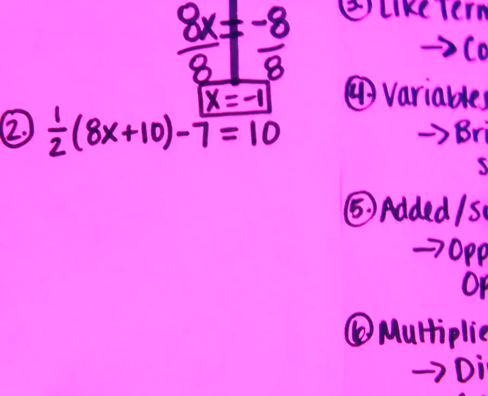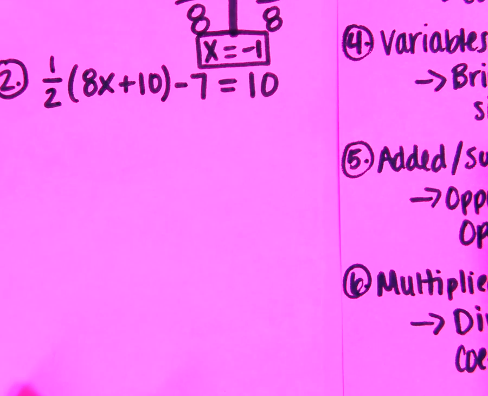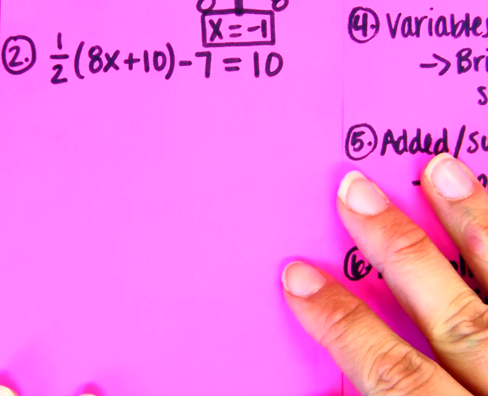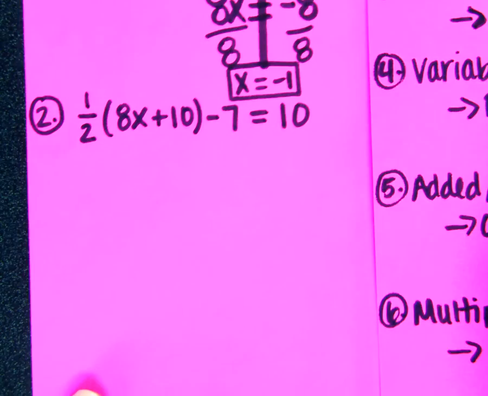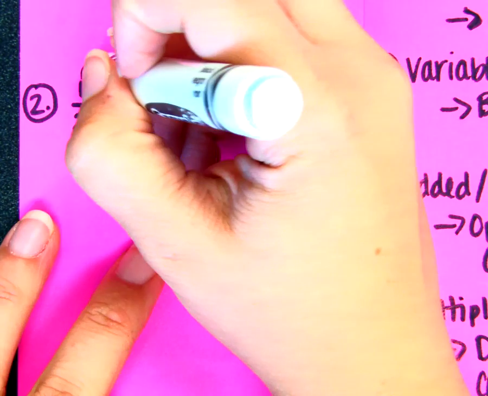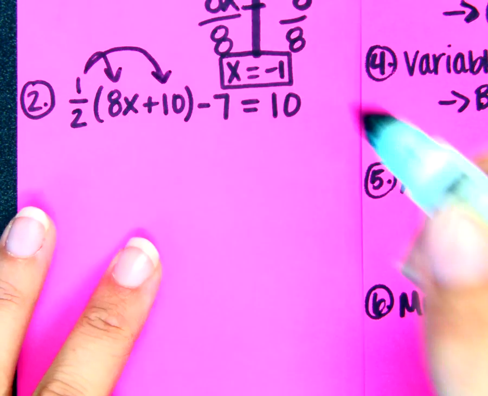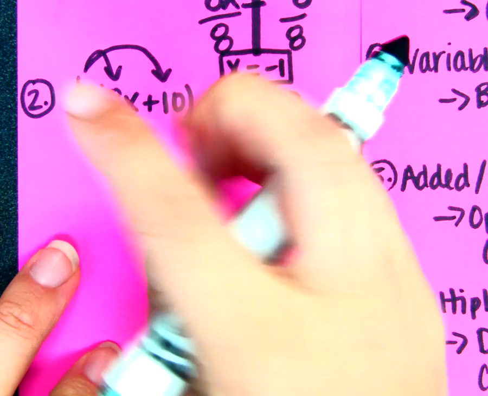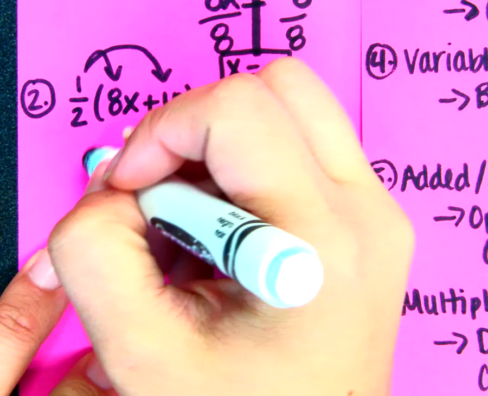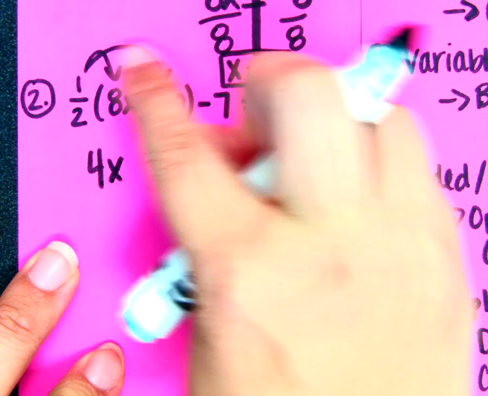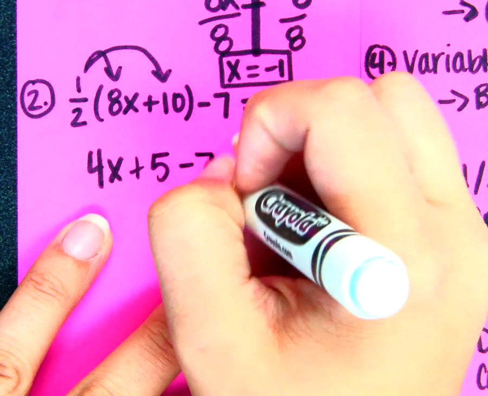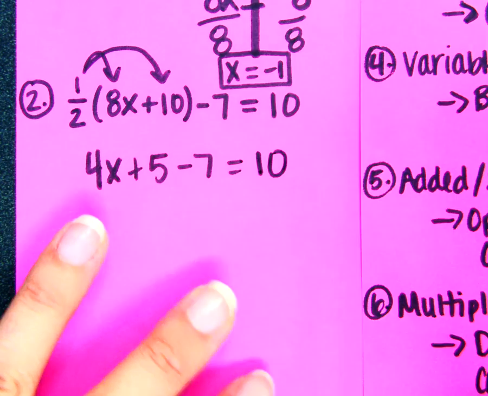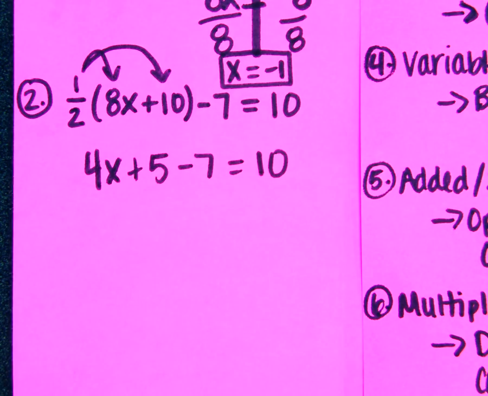Let's try our second example here. So again, do we have parentheses? Yes. So we distribute. Remember, when you distribute, you multiply. So 1/2 of 8 is 4. 1/2 of 10 is 5. Minus 7 equals 10. You got rid of your parentheses.